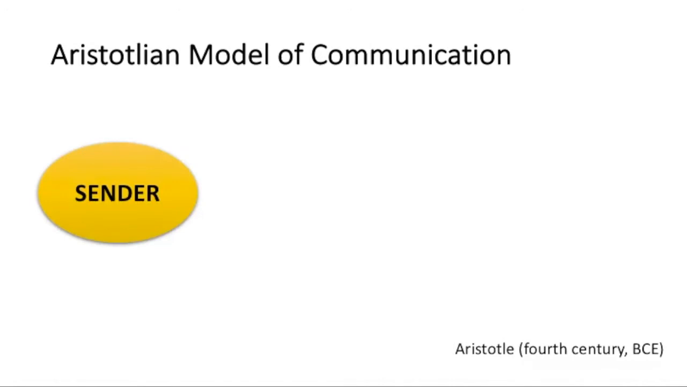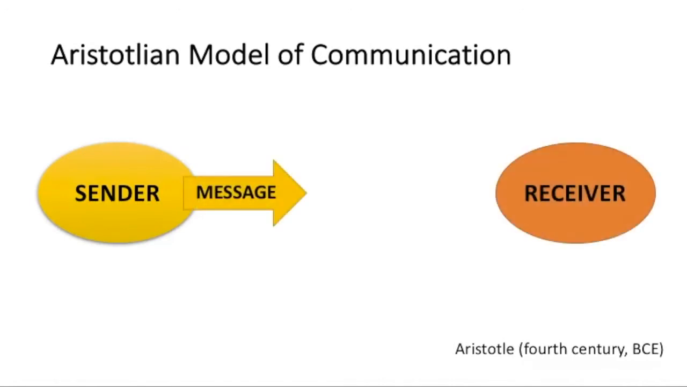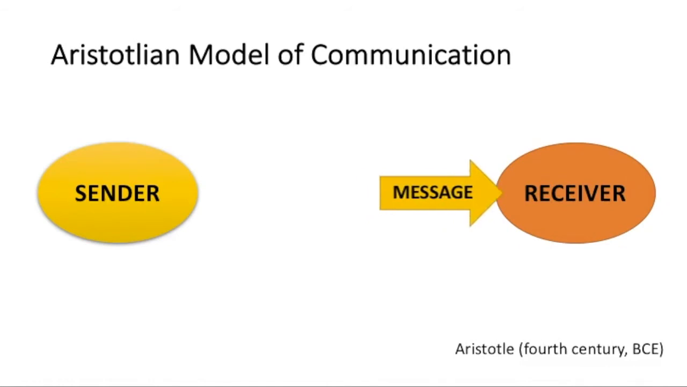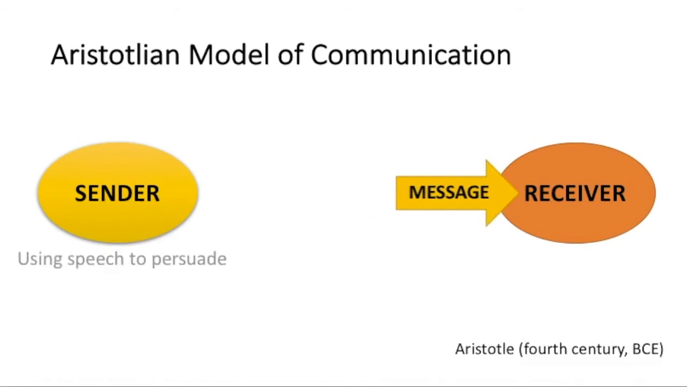In this model, a sender sends a message to a receiver, specifically an audience of one or more people. In this model, the goal of all communication is to persuade, and in order to do that, the sender needs to understand the demographics of the audience. That is, the sender needs to think about how they can communicate in a way that will persuade the audience of their point.